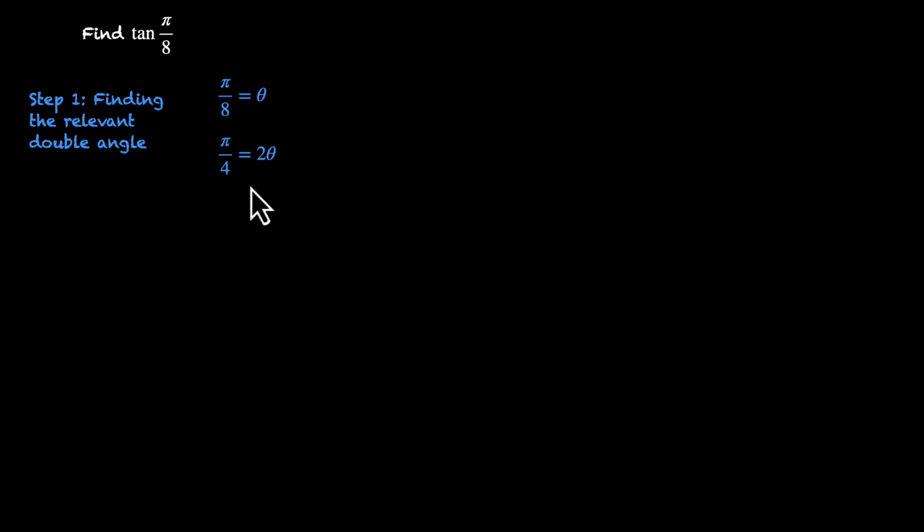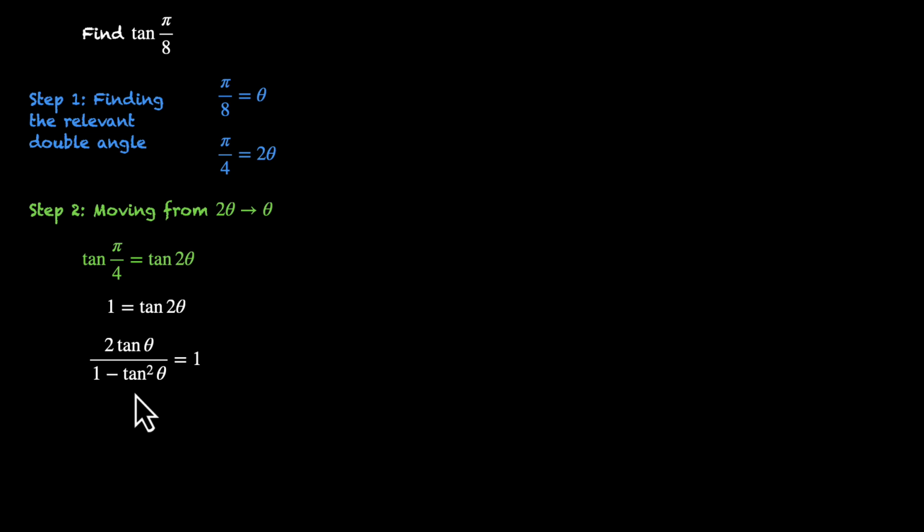Now let's apply tan on both sides. Tan pi by 4 is equal to tan 2 theta. On the left side we have 1 and on the right hand side we have tan 2 theta. We're looking for tan theta, not tan 2 theta. So let's open this using the identity. Tan 2 theta is 2 tan theta by 1 minus tan square theta. This is equal to 1. Let's rearrange this. 2 tan theta equals 1 minus tan square theta.